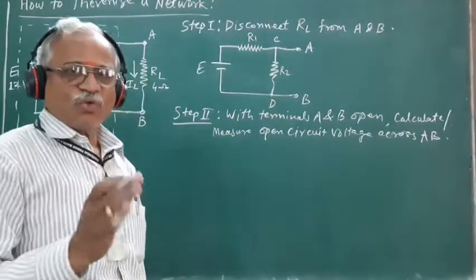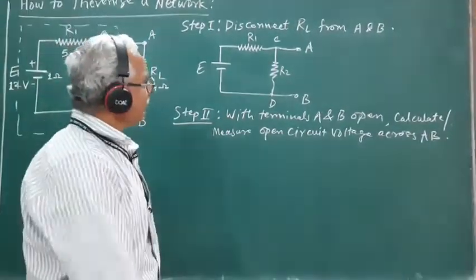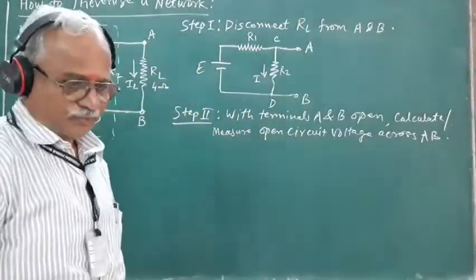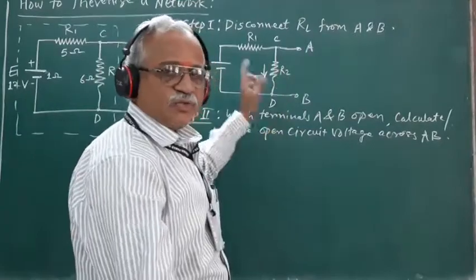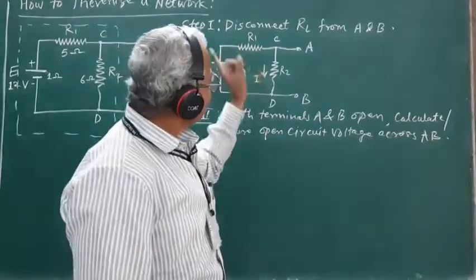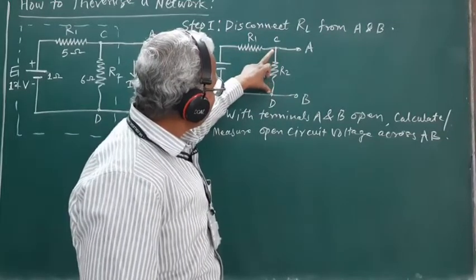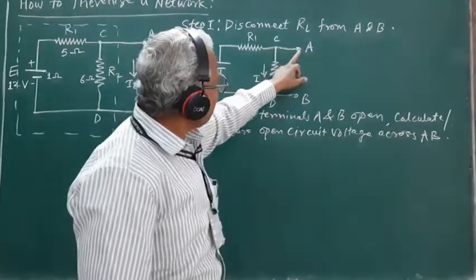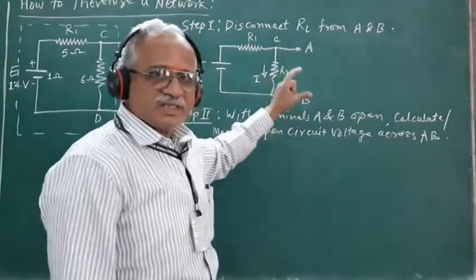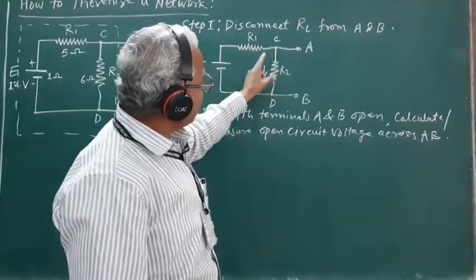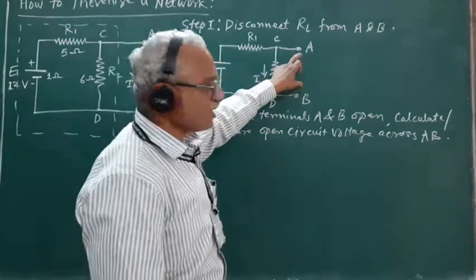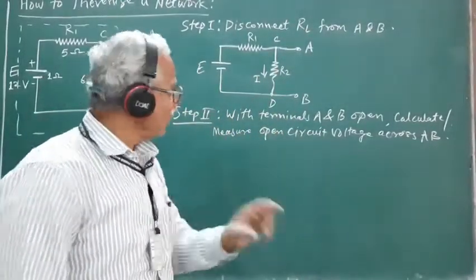In order to calculate or measure the open circuit voltage across the terminals A and B, which will give us the value of VOC, we must first know the current I flowing through this resistance R2. Knowing the current I flowing through R2, we can find out the potential drop across R2, and this potential drop across R2 is nothing but the potential difference across the points C and D. Since the point C is directly connected to A and point D is directly connected to B, the potential across the points A and B is the same as that across the points C and D, and hence this potential across A and B is nothing but the open circuit voltage across the terminals A and B, and that will give us the value of VTH.